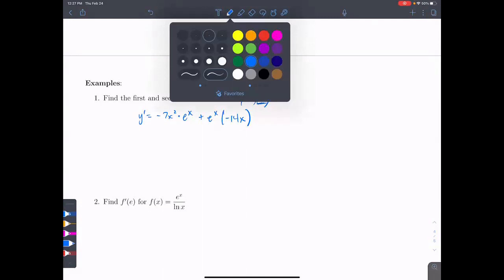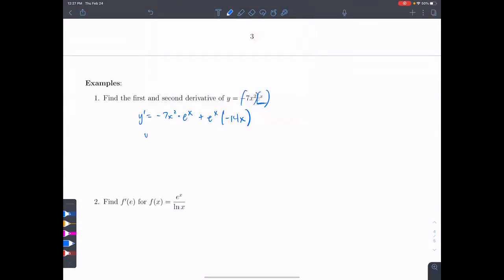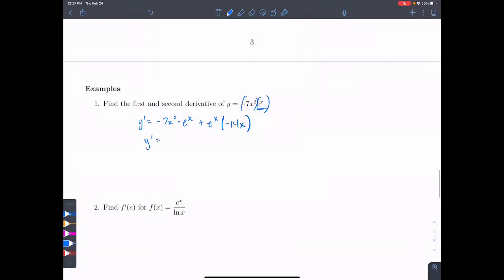Now, the second derivative gets messier. It would do you some good to simplify this first derivative before you take the second, because right now that would be 2 copies of the product rule. That's kind of messy, but if I factor out that e to the x, I have negative 7x squared. Actually, let me factor out a negative 7 e to the x. Then I have left here, just positive e to the, nope, x squared, sorry.